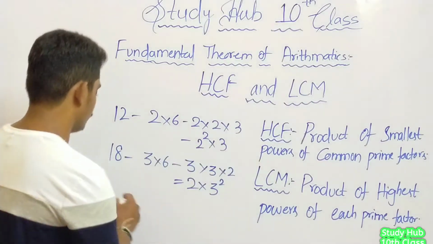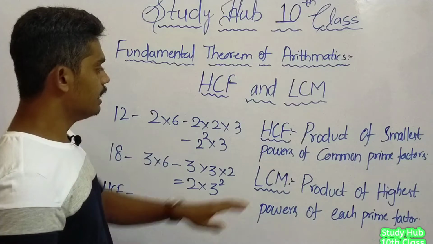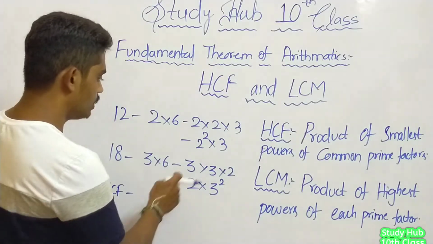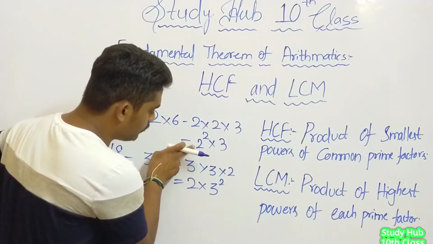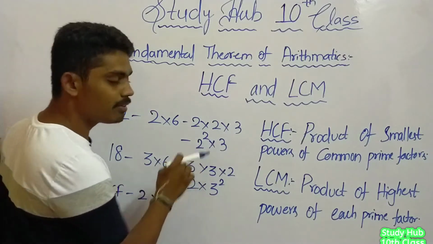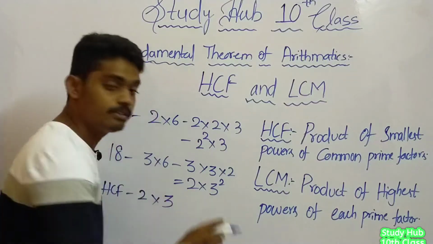Now let us see HCF. Let us find HCF of 12, 18. HCF is the product of smallest powers of common prime factors. What are the common ones here, friends? We have 2 here, we have 2 here. Let us write 2, we will check the power later. And we have 3 here, we have 3 here. So let us take 3.